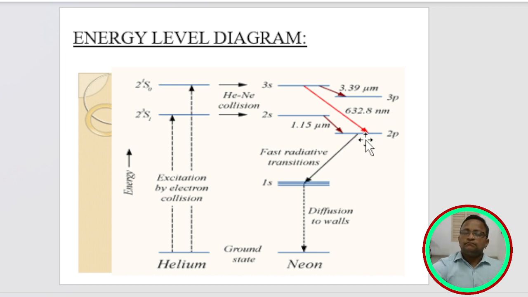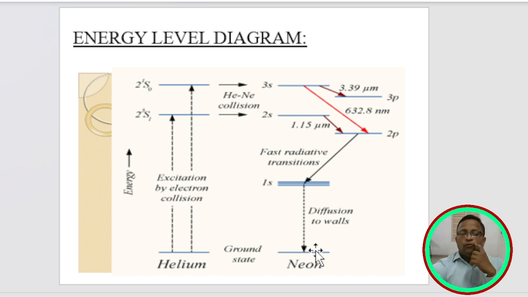And most of the atoms come from the 2p state to the 1s state. These are fast radiative transitions, they cannot emit the radiation, and they come to the ground level by de-excitation, which is also called the diffusion of the molecules to the walls, and the excited atoms come from 2p to 1s, and they can be relaxed and come to the ground level.